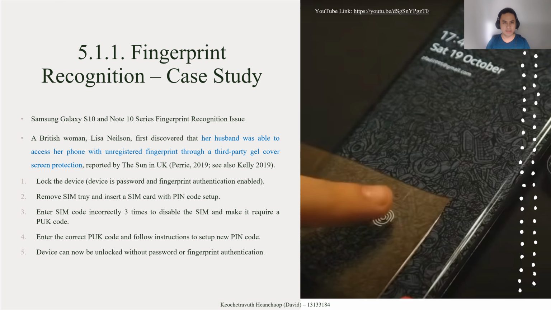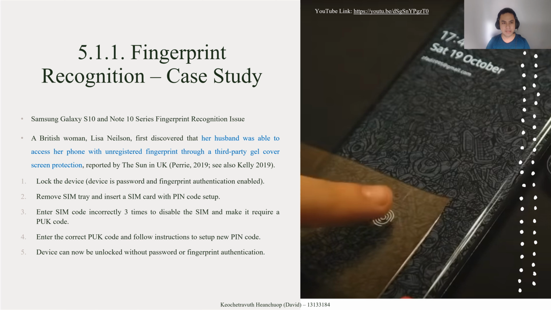In early 2019, Samsung released its Galaxy S10 smartphone with an ultrasonic fingerprint sensor. However, shortly after the release, a British woman named Lisa Nelson discovered that her husband was able to access her phone with an unregistered fingerprint through a third-party gel screen protector.